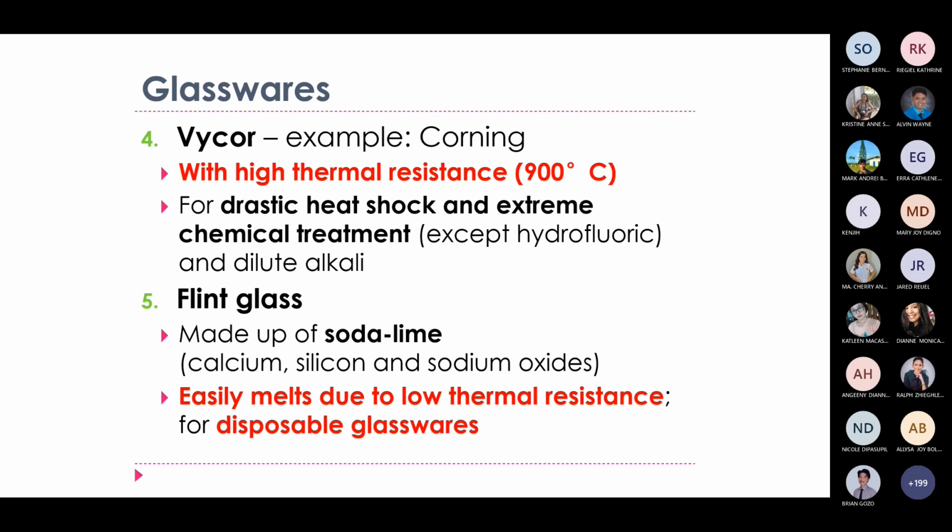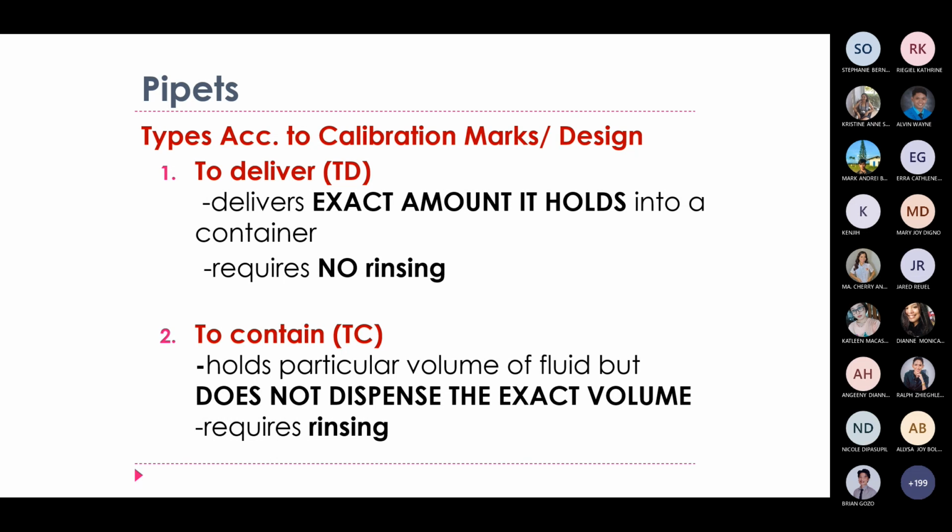Then, flint glass is made up of soda lime. This is a weaker kind. It easily melts due to low thermal resistance. That's because it is for disposable glasswares. Okay, next. These are the pipettes.